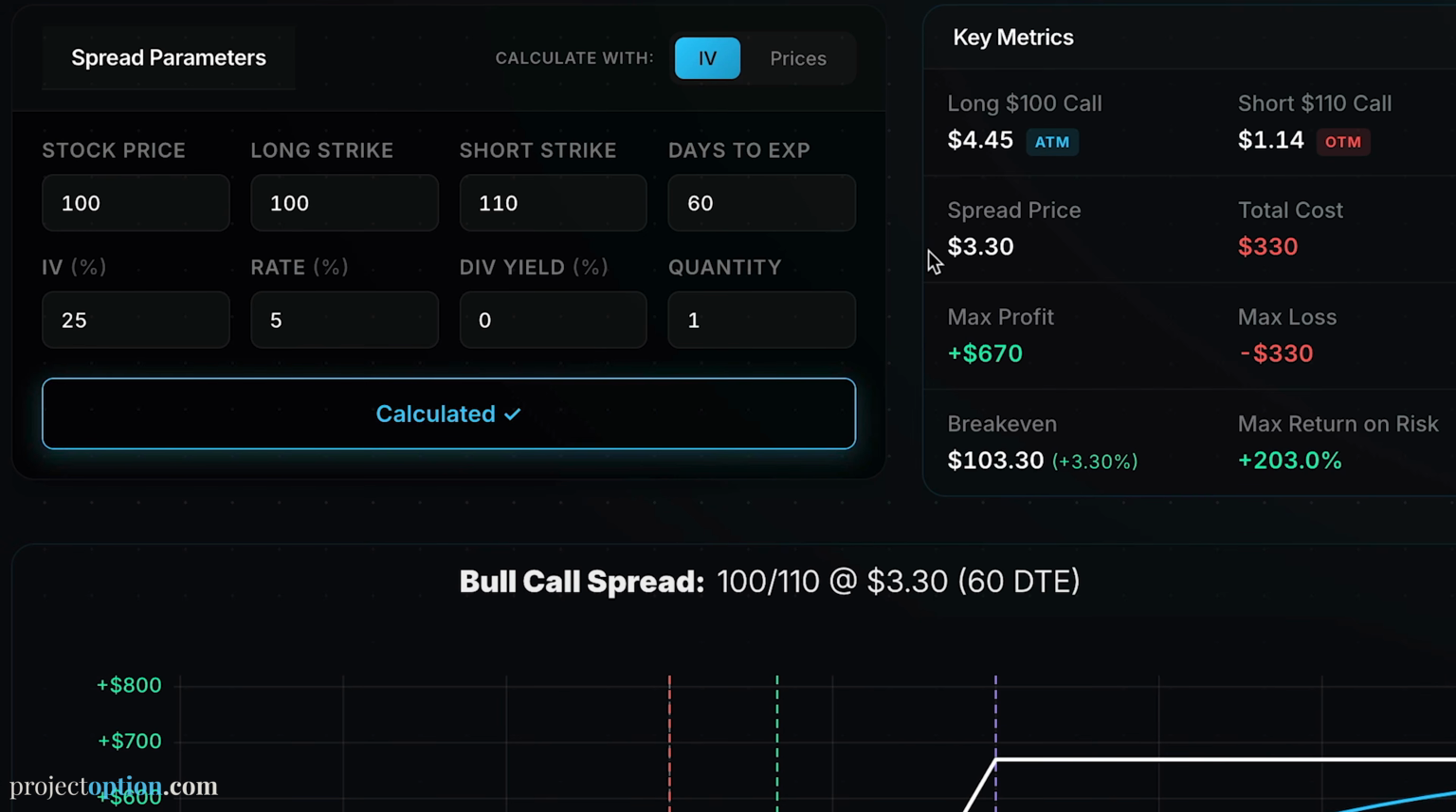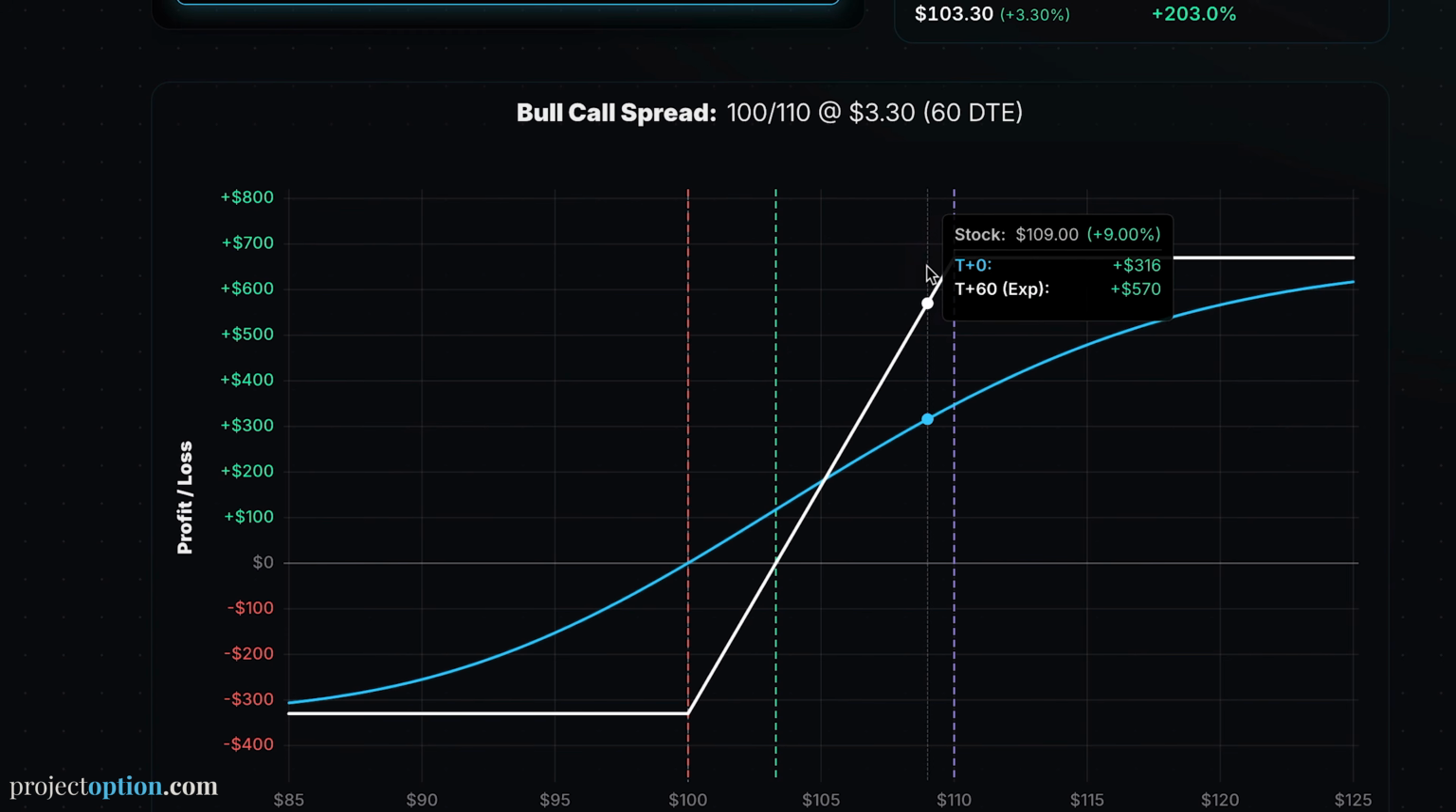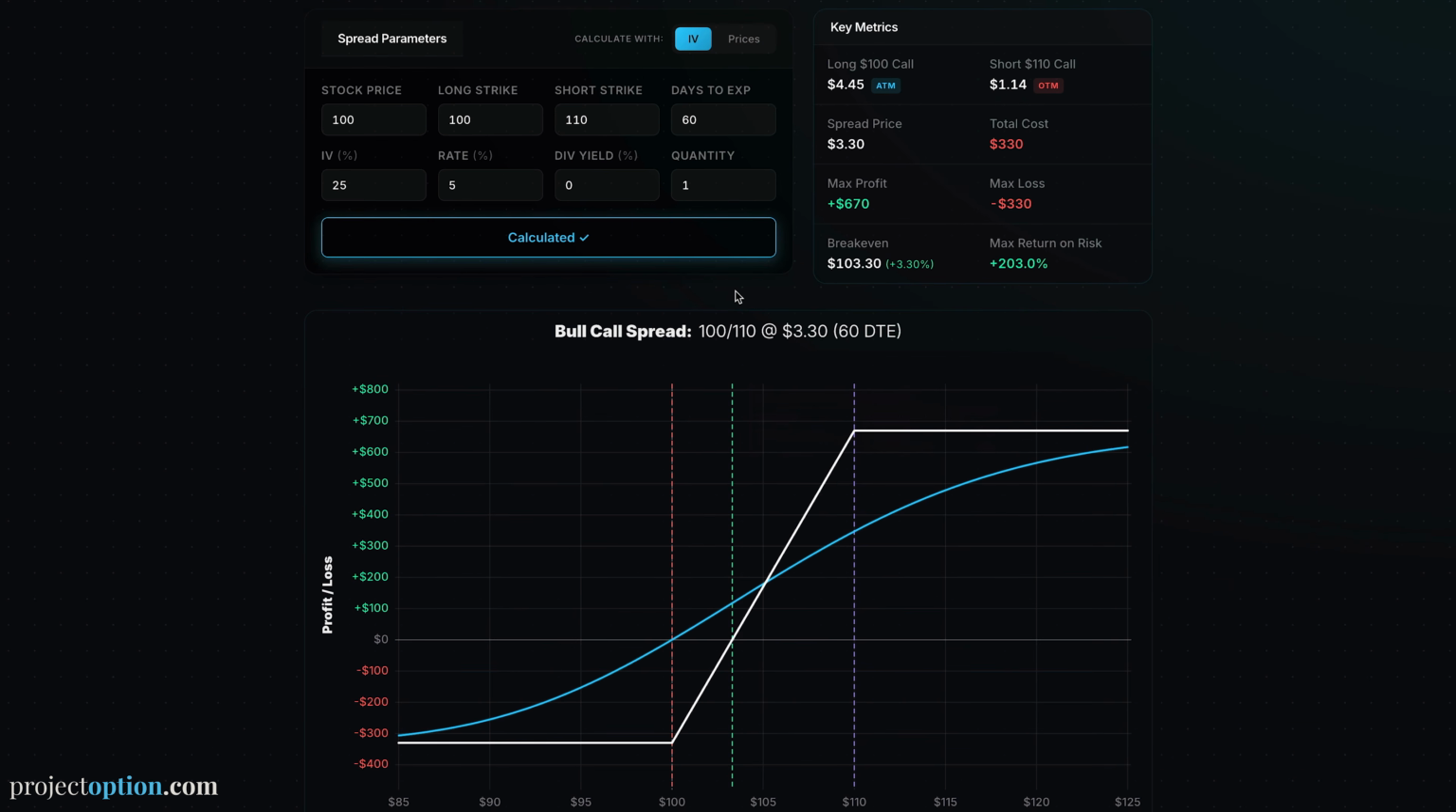Now let's go to the long strike of 100 and the short strike of 110. Now the spread price is 330, but the max profit is 670. The break even is now 3% above the stock price and the max return on risk is 200%. So this is getting to be a more aggressively bullish spread. So with these examples, the trend should be pretty clear.